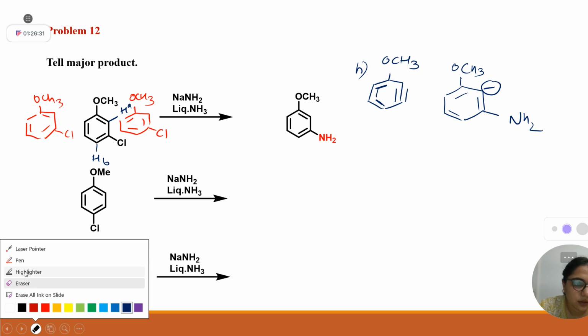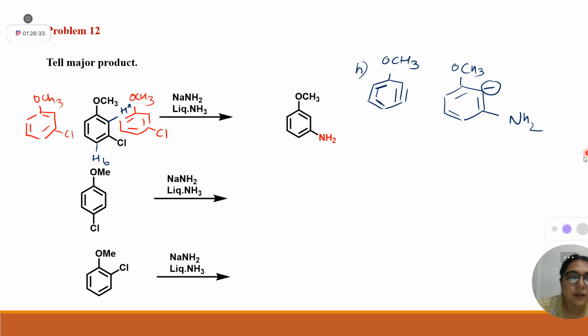See. What is your first step in benzyne formation? You have to abstract a proton. Okay. So the base will abstract the most acidic proton. Yes or no? So first you have to decide which proton is most acidic. So among HA and HB, proton HA is acidic. Is this clear to everyone?